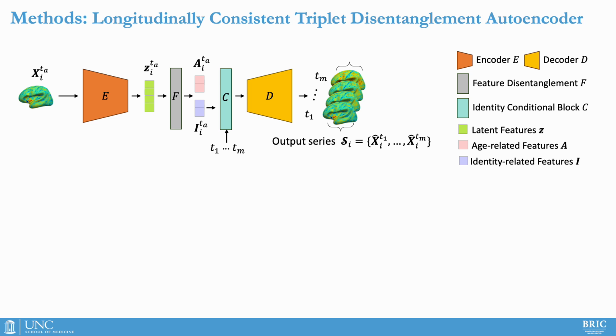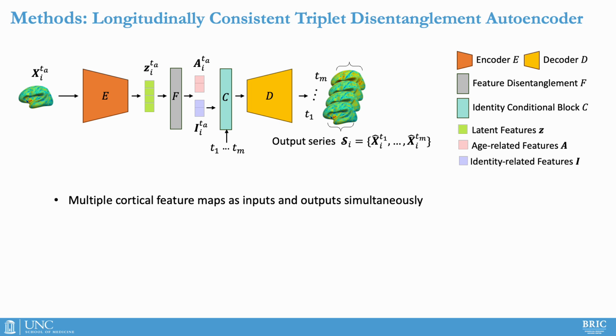Therefore, we propose a flexible framework, namely the longitudinally consistent disentangled autoencoder. The architecture of the proposed framework consists of an encoder, which extracts the input cortical surface into high-dimensional latent features. Then the feature disentanglement module will disentangle the latent feature into identity and age-related features. Then the identity conditional block, which combines the individualized information with time points, generates a prediction series by a decoder. By the way, our proposed framework could predict multiple cortical feature maps simultaneously.